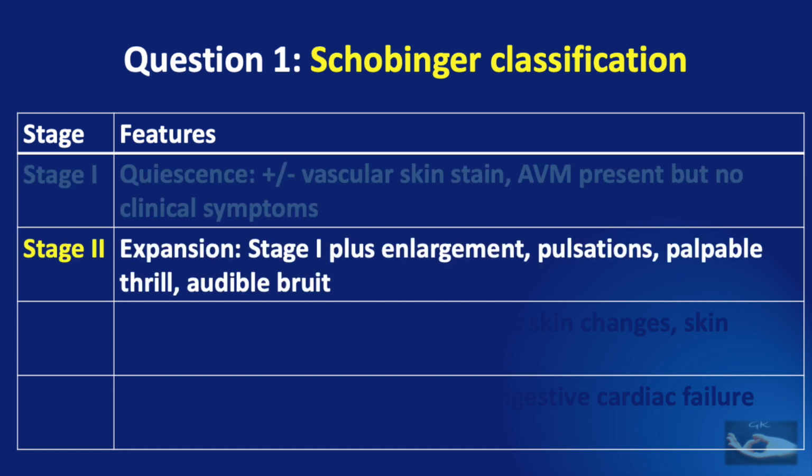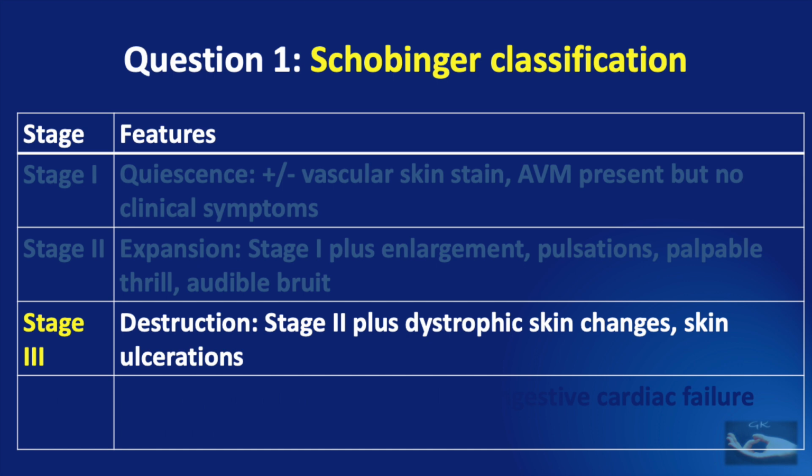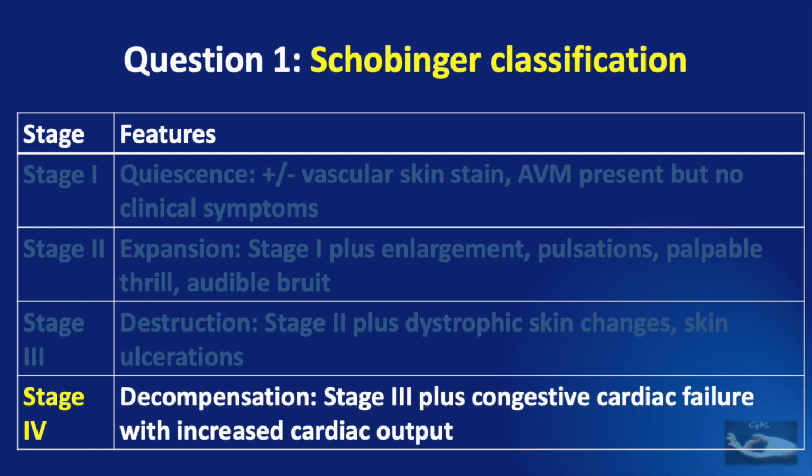In stage 2 there is expansion. So it is stage 1 plus enlargement. Pulsations can be seen. There will be a palpable thrill and an audible bruit. In stage 3, there is destruction. It is stage 2 plus dystrophic skin changes, and skin ulceration may occur here. In stage 4, there is decompensation. That is stage 3 plus congestive cardiac failure with increased cardiac output.